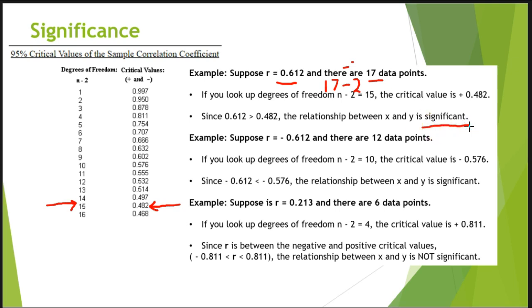and Y is significant. Now in the next example, we've got a negative correlation coefficient, so the critical value is also going to be negative when we calculate that. First, the degrees of freedom: 12 minus 2, which is 10. So we come over here and find our critical value. Because we are dealing with a negative correlation coefficient, our critical value is going to be negative 0.576. And since negative 0.612 is less than negative 0.576, the relationship between X and Y is significant.